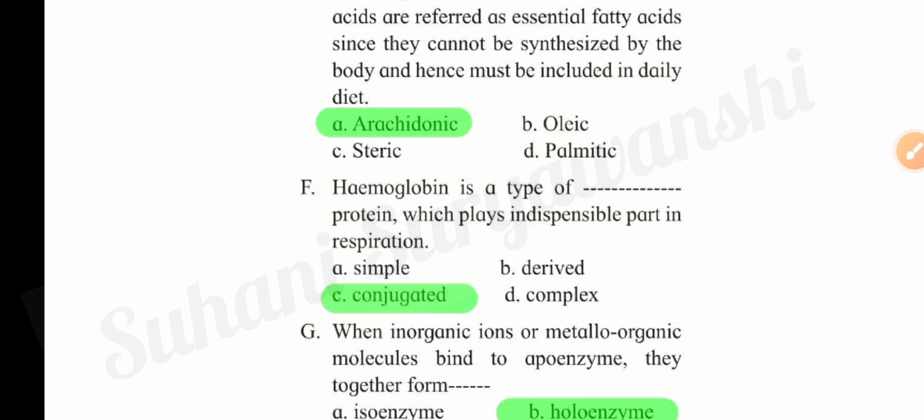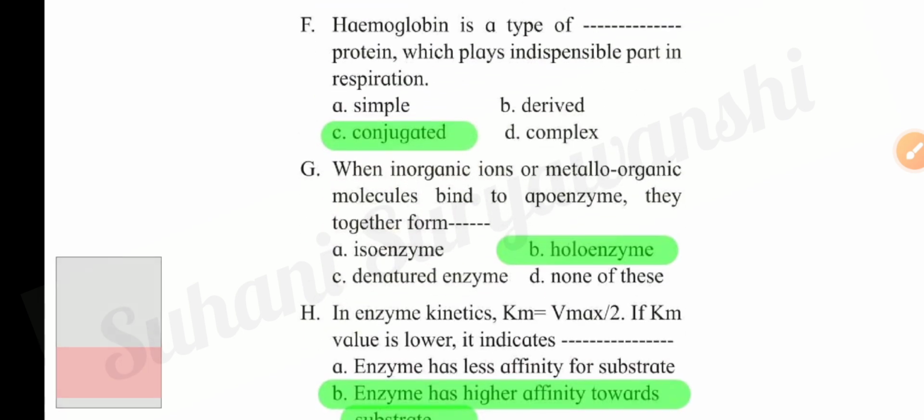F. Hemoglobin is a type of dash protein which plays indispensable part in respiration. A. Simple. B. Derived. C. Conjugated. And D. Complex. So the correct answer is option C. Conjugated. G. When inorganic ions or metalloorganic molecules bind to apoenzyme, they together form dash. A. Isoenzymes. B. Holoenzymes. C. Denaturated enzyme. And D. None of the above. So the correct answer is B.